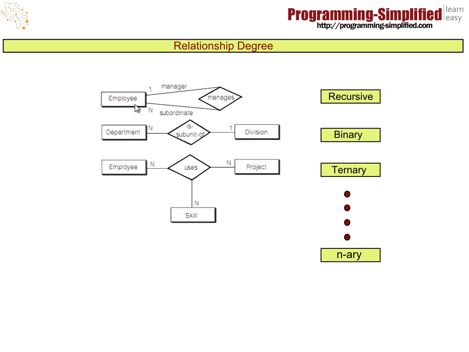So in the first example over here, I've shown an employee-manager relationship. Now manager is also an employee. So an employee is related to another employee who happens to be a manager. So there is only one entity involved in this relationship. Such kind of relationship is known as binary recursive relationship. The word recursive over here signifies that an entity has a relationship with itself.